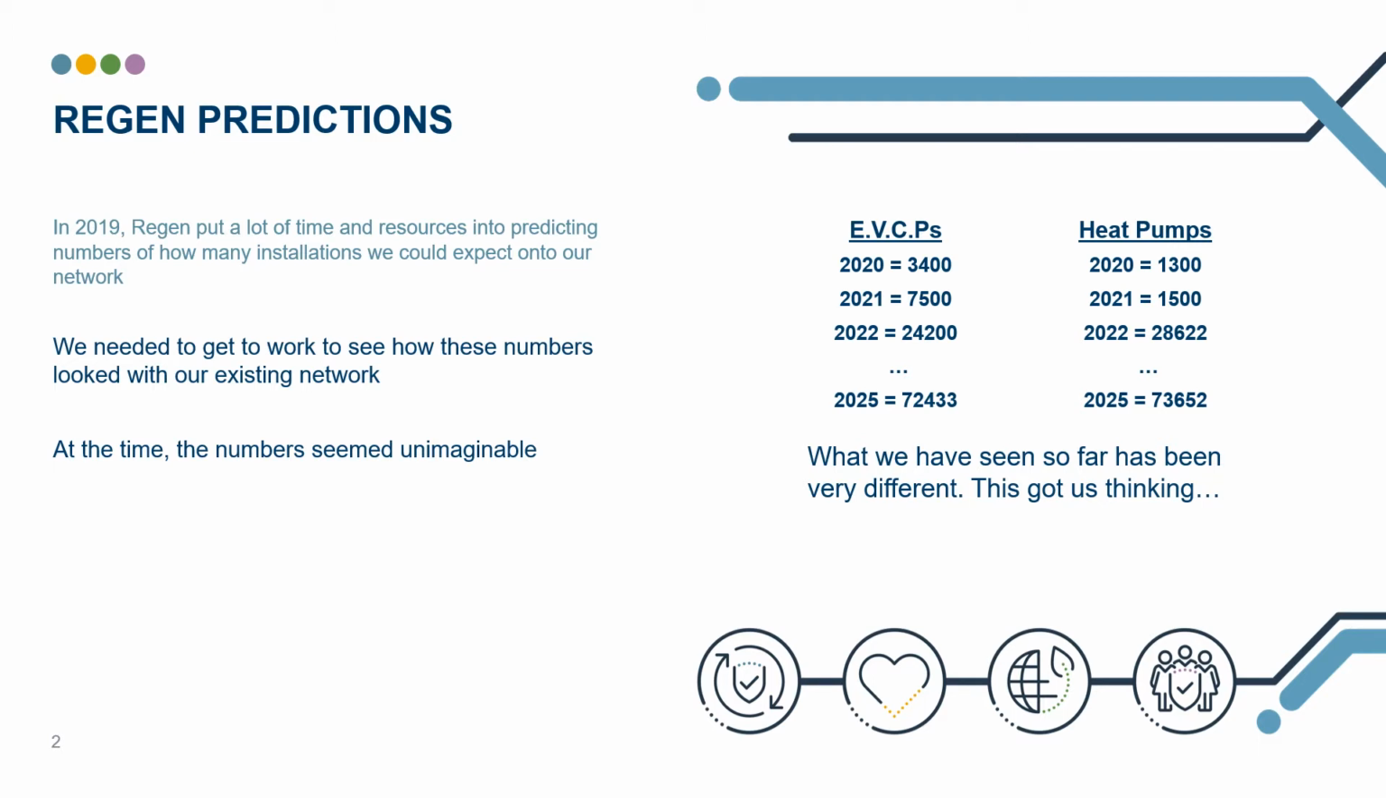If we take you back to 2019, government and industry were well on their way to mapping how we were going to achieve carbon neutrality and subsequently net zero. As part of that mapping, Regen released industry figures to predict how many electric vehicle charging points and heat pumps we were likely to see installed onto our network. We knew straight away that we needed to work out how many of those installations would be onto our existing network, and we established that in 2019 we could expect nearly 4,700 installations, which at the time was huge. We then established that by 2025, we could expect a huge increase of 145,000 installations, which was unimaginable.